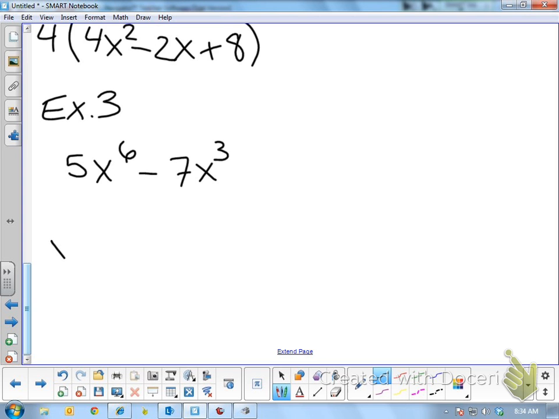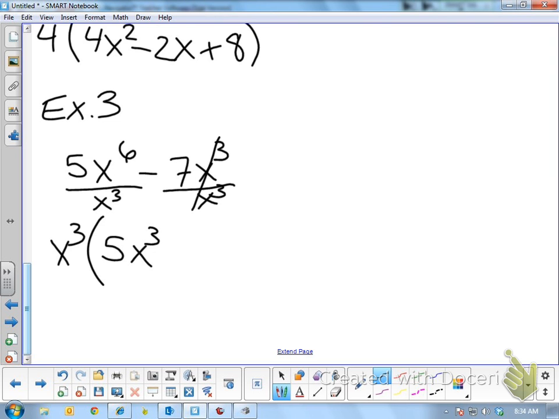x to the 3rd. So, on the outside we have x to the 3rd. I could write 1x to the 3rd, or I can just write x to the 3rd. It doesn't matter, you can write it either way. And then how do I figure out what's left? Subtract exponents, so really we're dividing, but by dividing, that means we subtract our exponents. So 6 minus 3 is 3. 3 minus 3 is 0, so those disappear. So we get x cubed times 5x cubed minus 7.